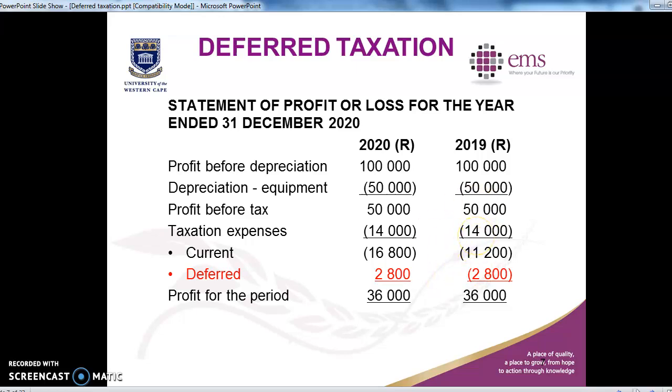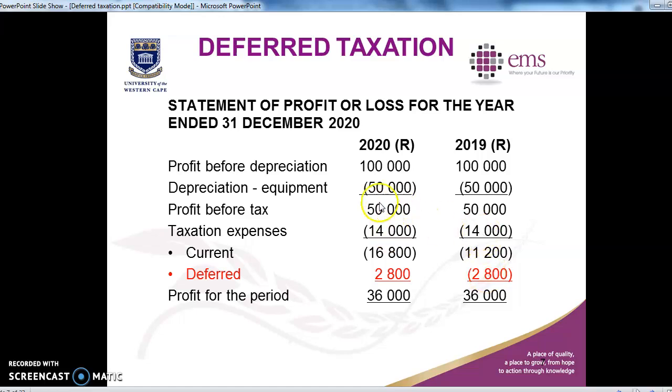So our current tax, so our total tax expense for 2019. So let's just look at 2019. Total tax expense for 2019 is 14,000. The current tax for 2019 is 11,200. Remember, we now want to adjust the 11,200 to 14,000, which is our total tax expense. So what do we need to do? We need to increase our tax expense by 2,800, right? And then that takes our total tax expense to 14,000 if we do that deferred tax adjustment.